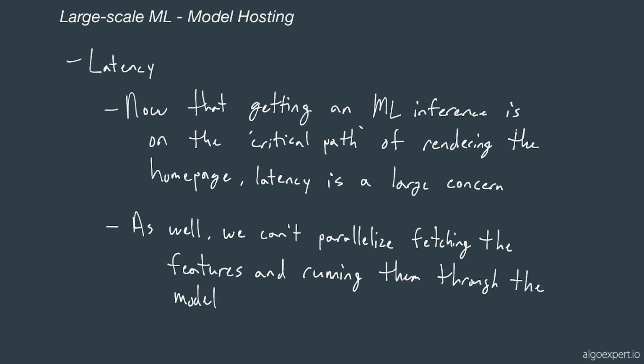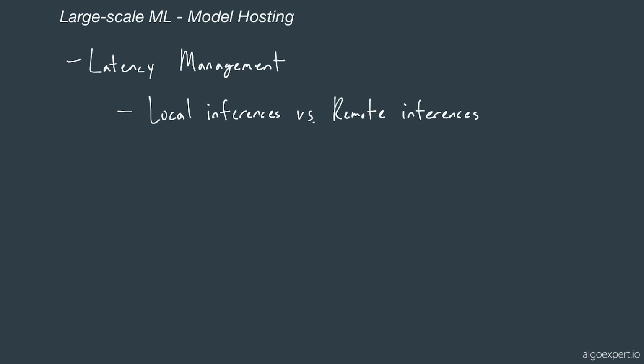Another problem is that we can't fetch the features from the distributed cache and run the model in parallel. Since the model depends on the features, we have to do these in order. So this time could potentially add up to be quite a bit. So one of the first questions that we can ask when managing the latency is, where do we want to perform our inferences? Do we want to perform them locally in the same exact service that we're serving the traffic as? Or do we want to ship the inference off to a remote inference service?